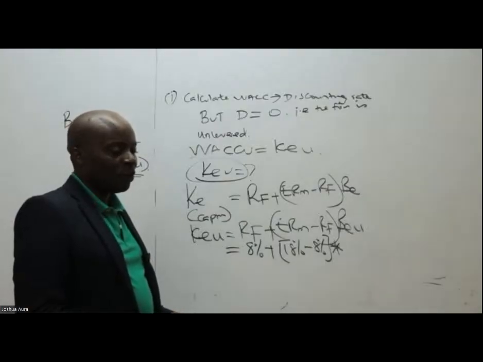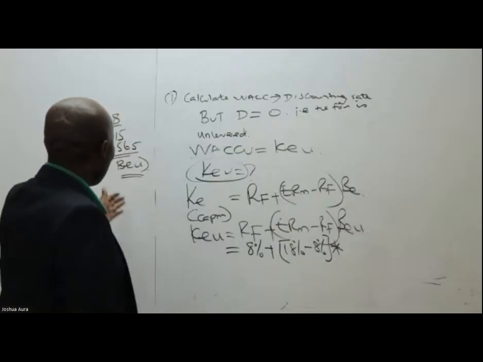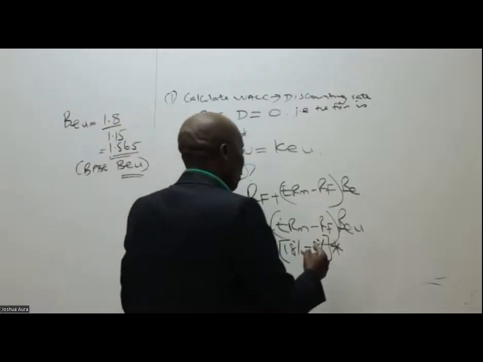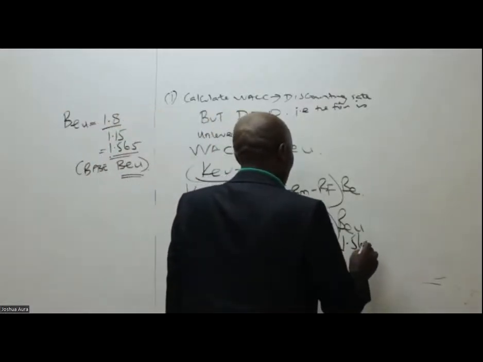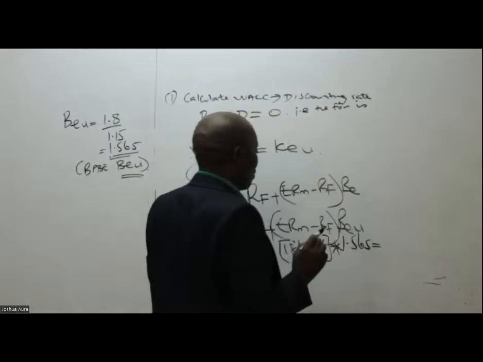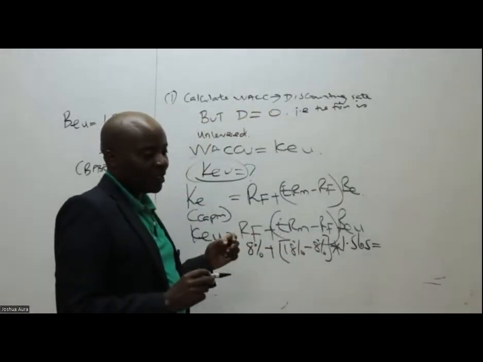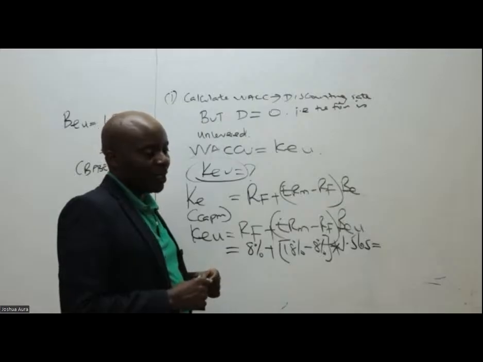Is there somebody who is able to recall that figure? Beta equity of the unlevered firm: 1.565. We have it here, because I'd written it like this. Please allow me to use what I wrote here, 1.565. So please go slowly, very slowly, and then you give me the answer.